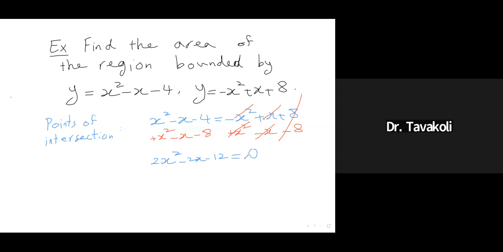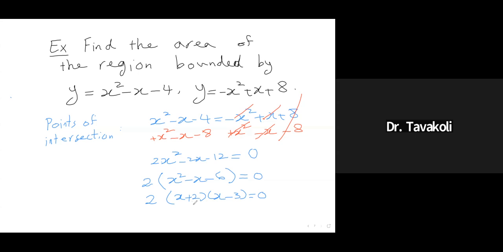Use a method of your choice to solve this quadratic equation. You can use the quadratic formula, or if the coefficients are simple enough that this can be factored, it's better to use factoring to save time. First of all, I noticed that among all the three terms, 2 is in common. I can factor that out. 2 times x squared minus x minus 6 equals 0. x squared minus x minus 6 can be factored as x plus 2 times x minus 3.